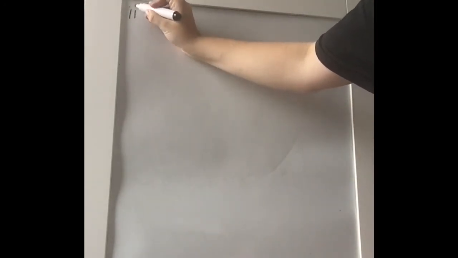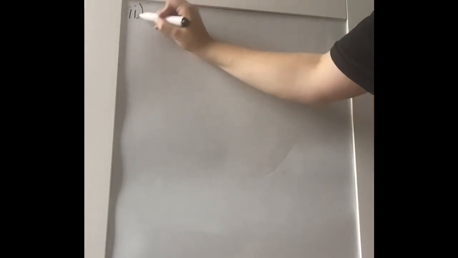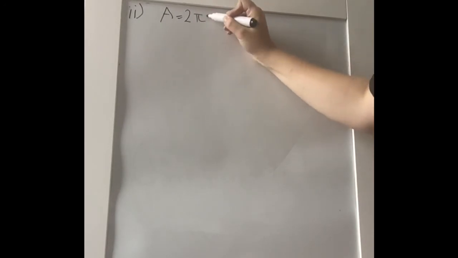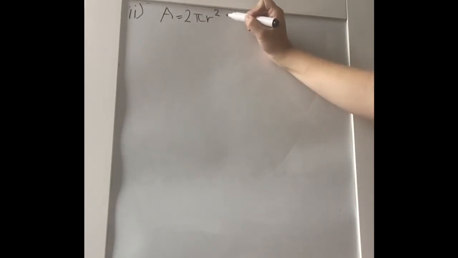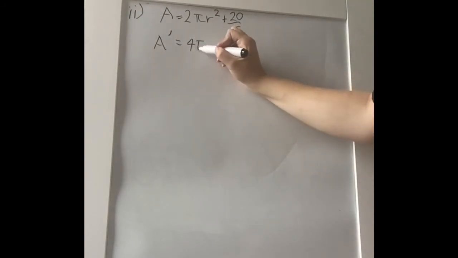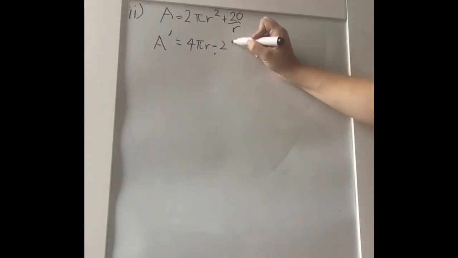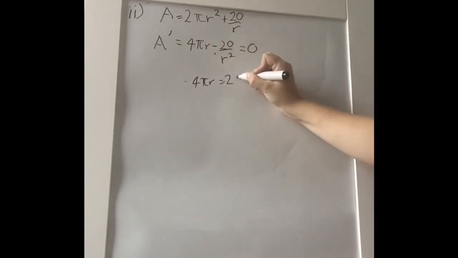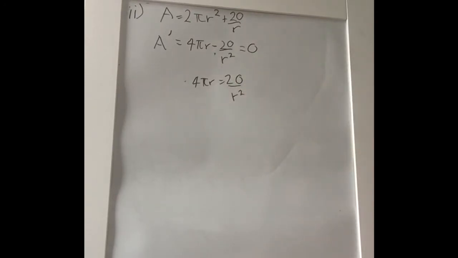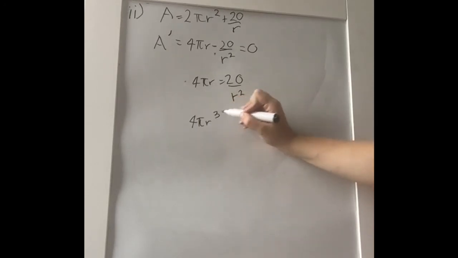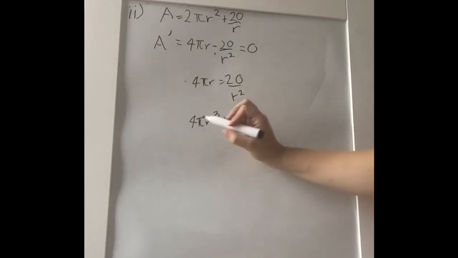The second part of the question says show that A has a minimum value and find the value of r for which the minimum occurs. So first things first, we need to differentiate our equation. And next, we find r. And you do this by making the first derivative equal to 0, because a value is maximum or minimum when the first derivative is equal to 0.